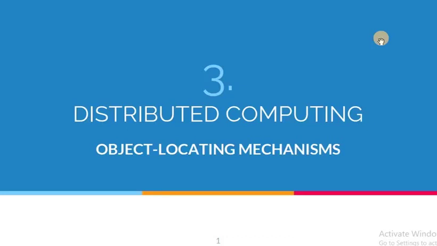Hello students. So the next topic is object location mechanism. Here we are going to learn how to locate a particular object. Suppose a processor requires a particular object file. How will we find the particular machine where that particular object is located? Let us try to understand that.